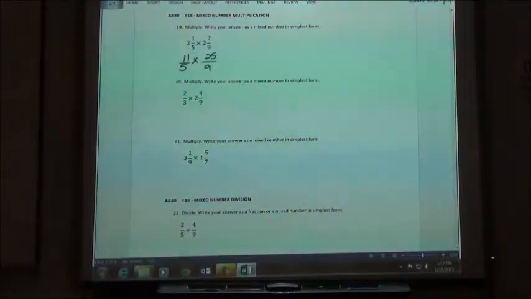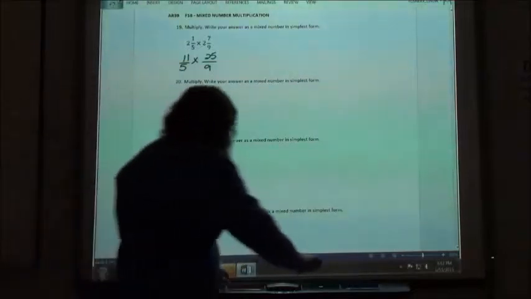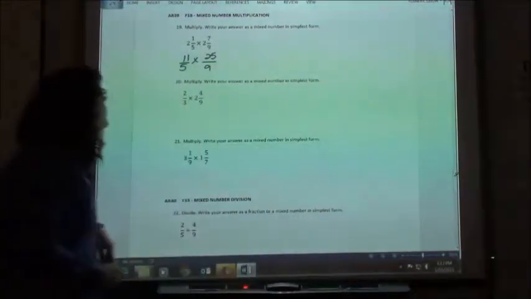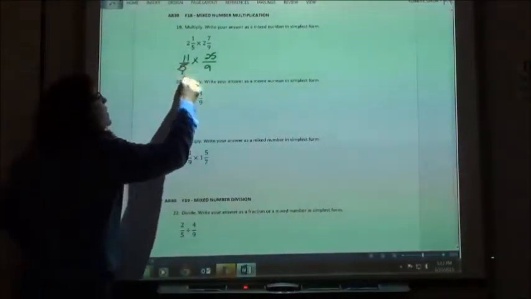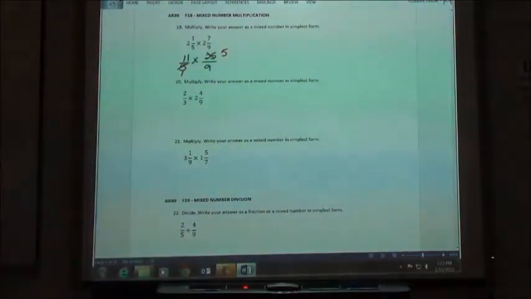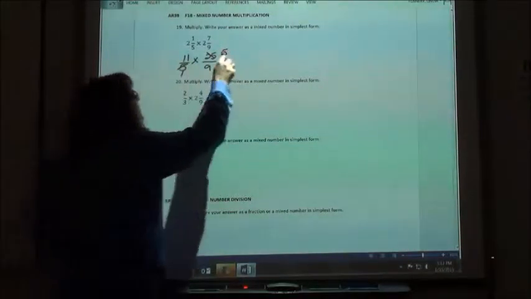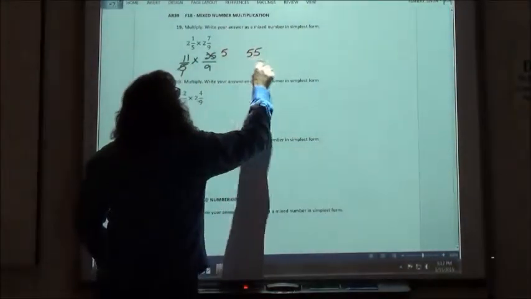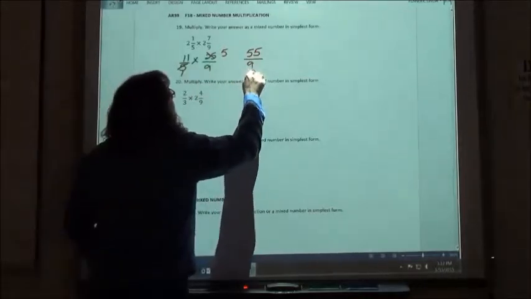Now we're going to do our multiplying like we did multiplying the other day. If we can reduce, we want to reduce first. We can reduce the 5 and the 25. 5 goes into here once and into here 5 times. The 11 and 9 don't have anything in common, so we can't reduce those. 11 times 5 is 55. 1 times 9 is 9.